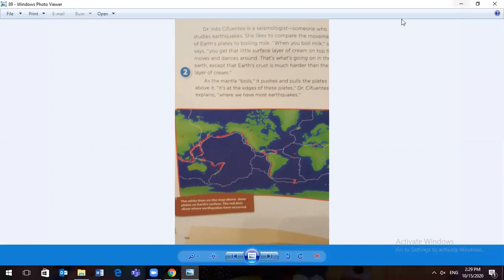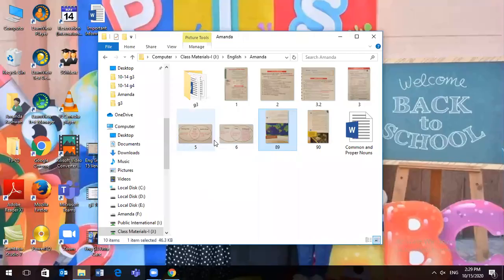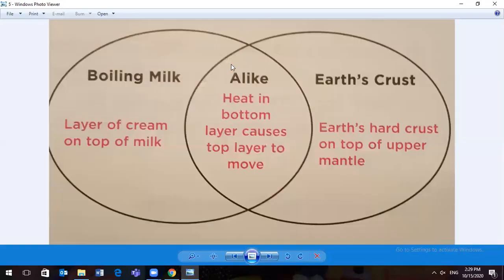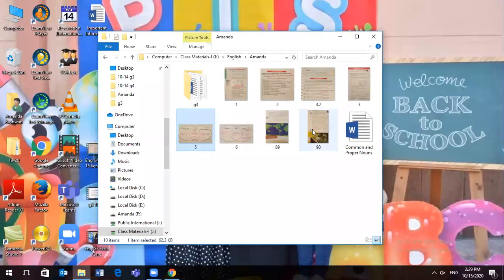Let's go back to our chart, our diagram, sorry. And this is our diagram. In the center, we write heat in bottom layer causes top layer to move. Remember, we said it moved and danced. So this is the information from our paragraph. We're talking about boiling milk and we're talking about the Earth's crust. This is what's different and this is what's the same. Let's do another paragraph.